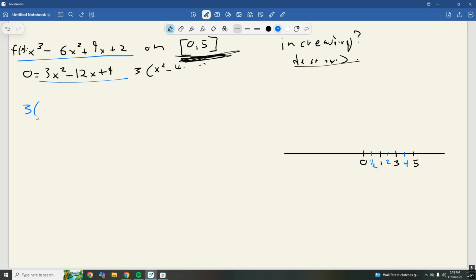Okay, so 3 times 1/2 squared minus 12x plus 9. I'll just write all this out right now. So 3 times 1/2 squared, which is 3 times 1/4, minus 12 times 1/2 plus 9. And then 3 times 2 squared minus 12 times 2 plus 9. And then 3 times 4 squared minus 12 times 4 plus 9.